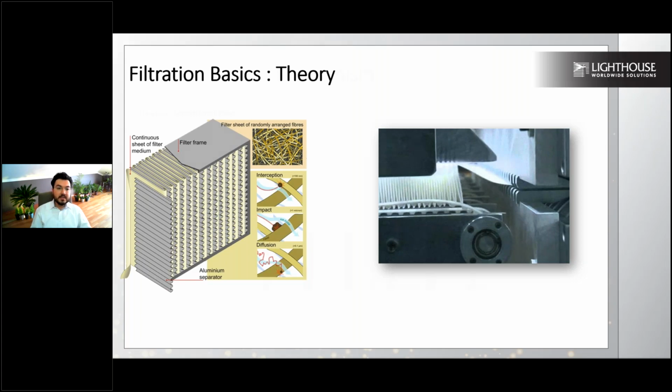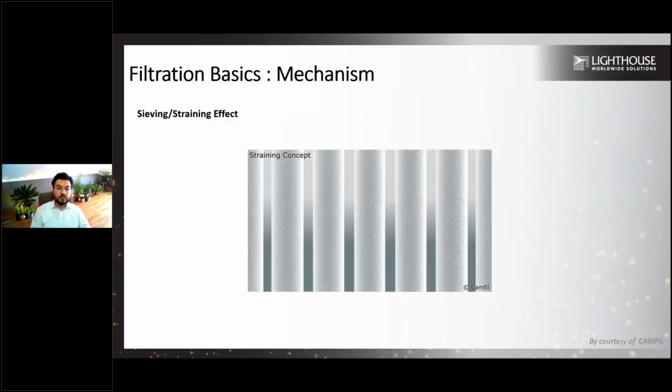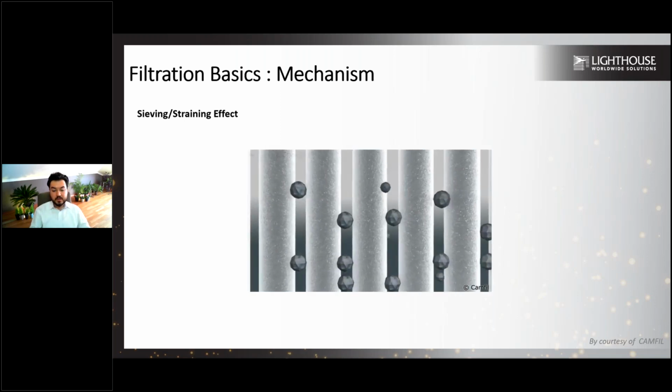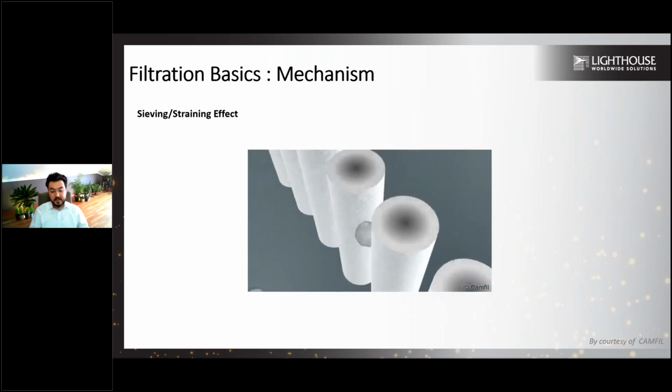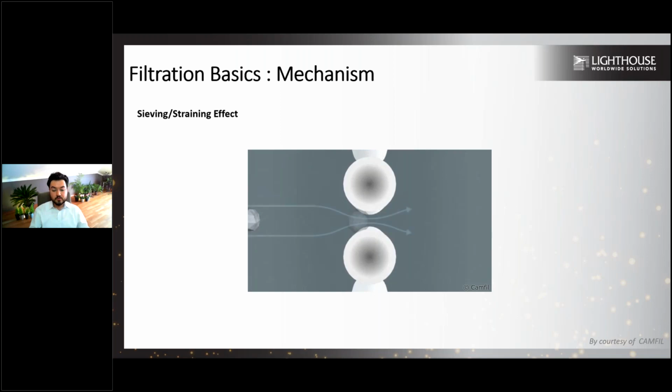And there are mechanisms which we can describe through this presentation that allow us to filter particles. First one is sieving, the straining effect. Particles which are larger in diameter than the clearance between two fibers cannot pass. This is where the particle is too big to fit between two fibers and is pulled out of the airstream, much like a colander catches noodles.